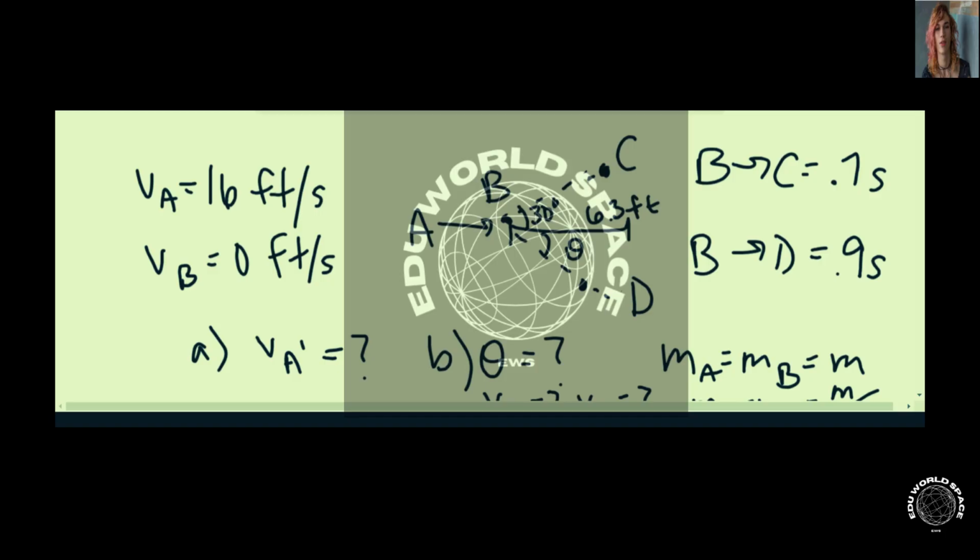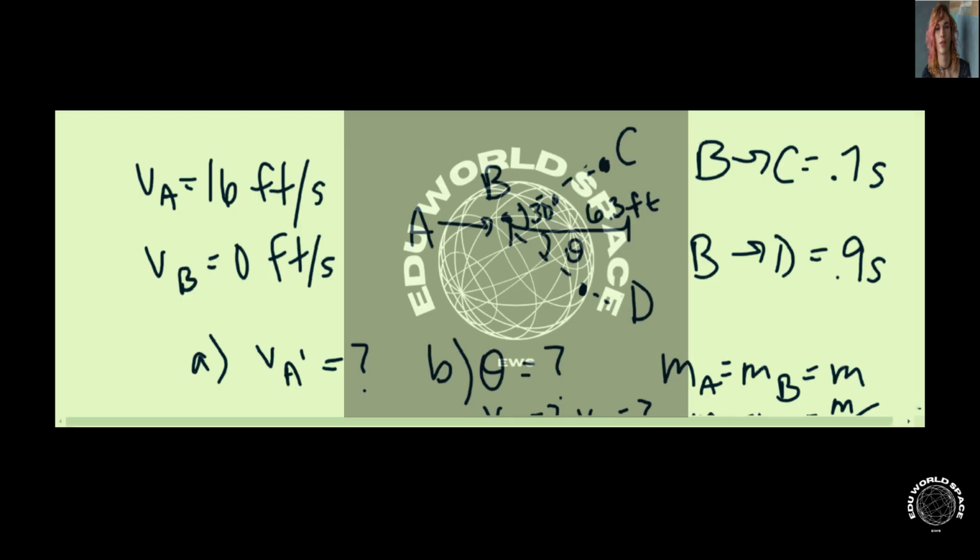Now C moves up at 30 degrees, and D, we do not know the angle at which it moves down. The total distance covered in the x direction is 6.3 feet, and C reaches that in 0.7 seconds, and D reaches that in 0.9 seconds. Now we are tasked to solve two parts. Firstly, what is the velocity of sphere A after the collision? And secondly, what is the angle at which D moves downwards, and what are the final velocities of piece D and piece C?